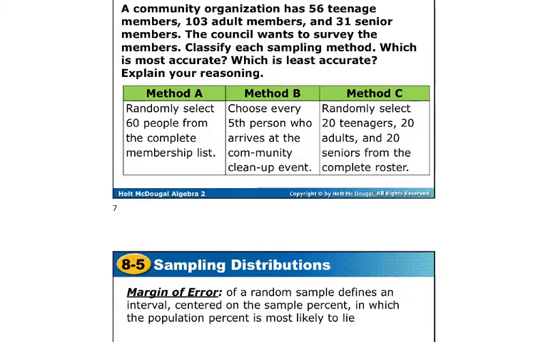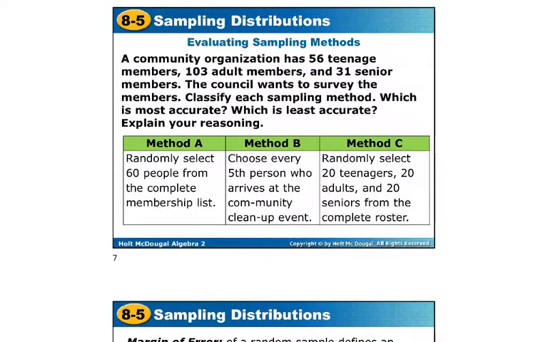So, this next one here, a community organization has 56 teenage members, 103 adult members, and 31 senior members, and the council wants to survey the members and classify each sampling method, which is more accurate and which is least accurate, and explain. So, method A says that they are going to randomly select 60 people from the complete membership list, and so this is going to be a simple random sample.